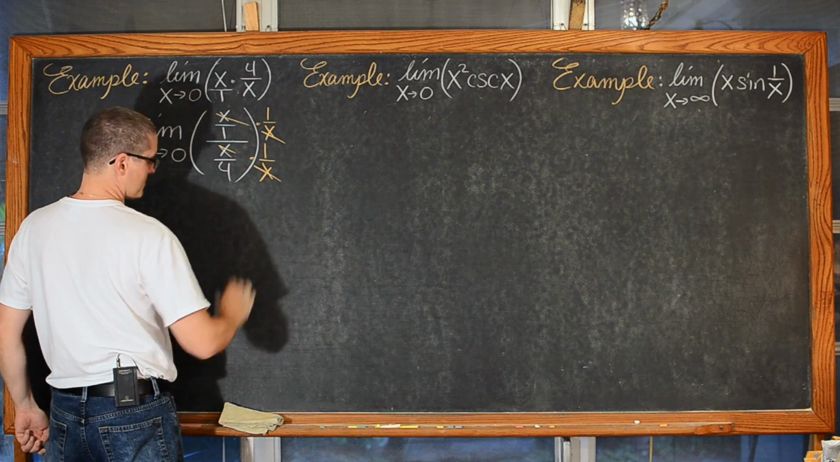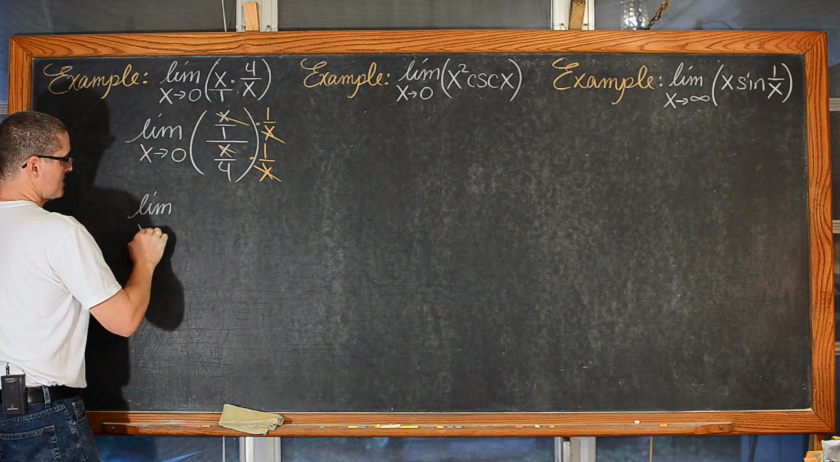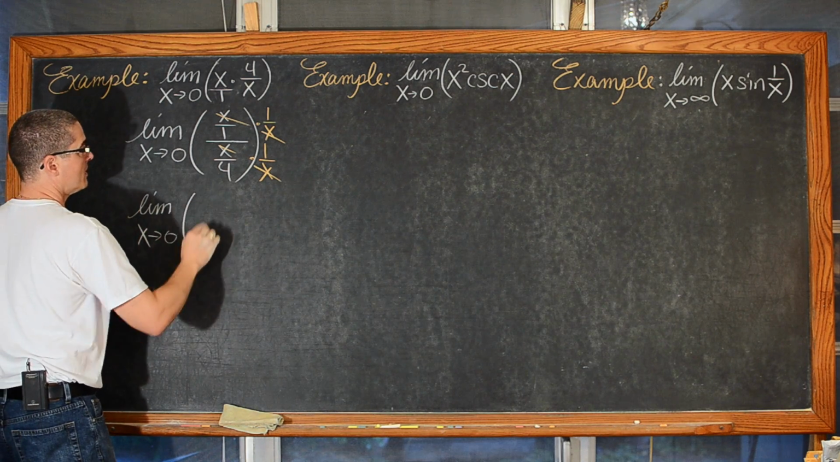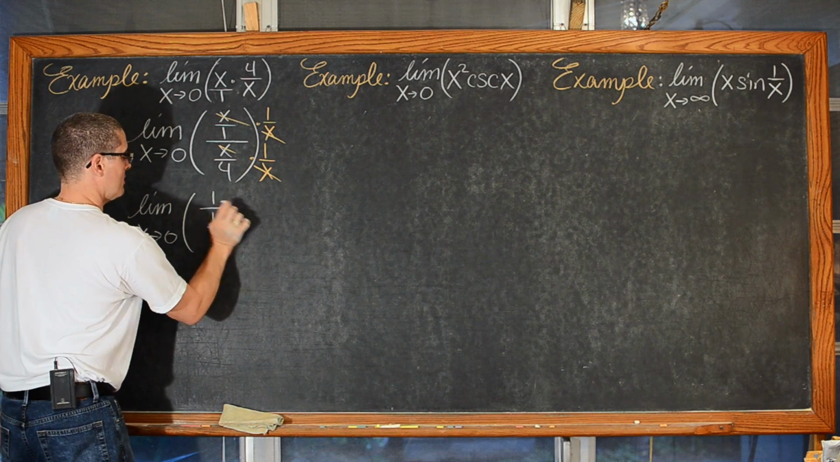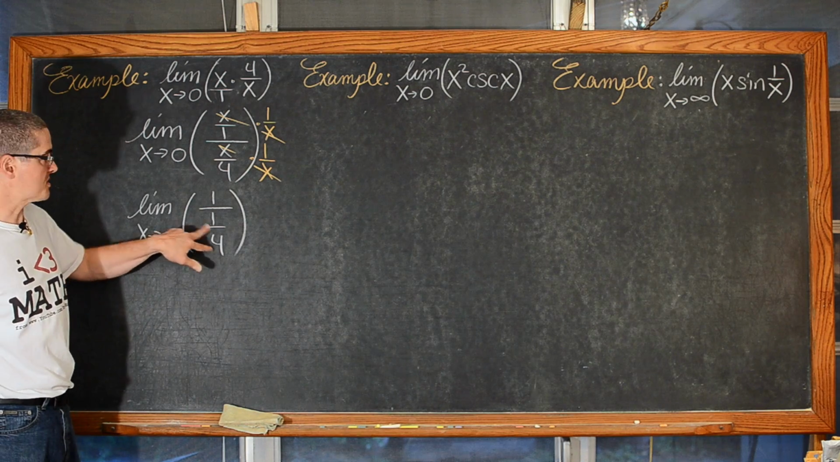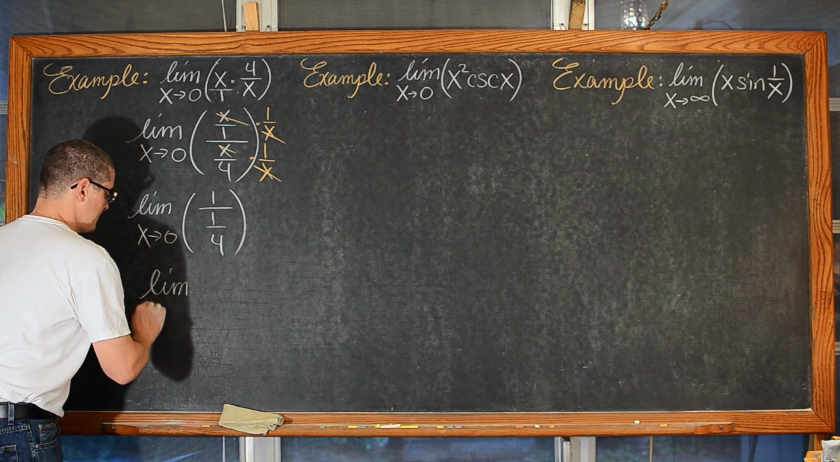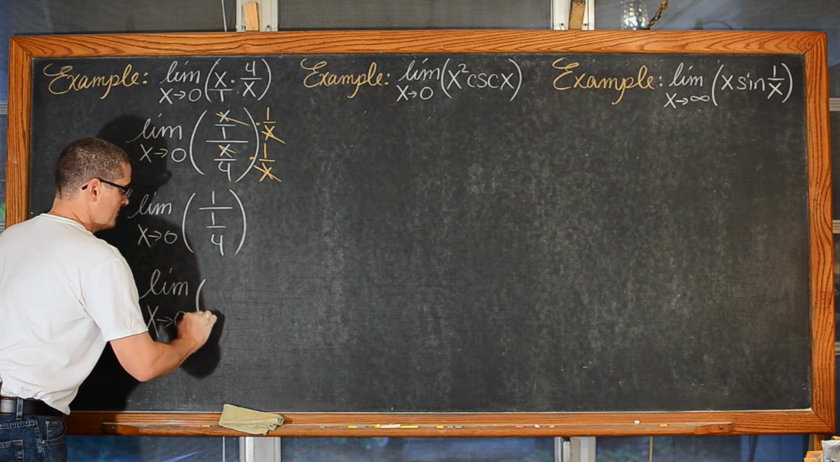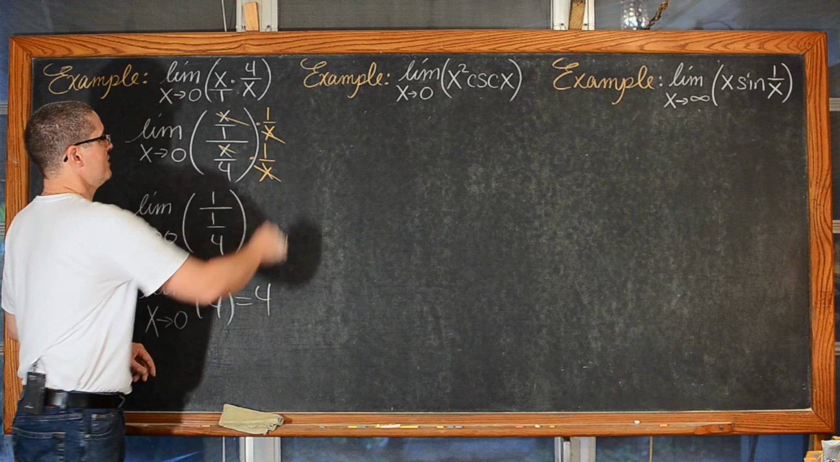That's going to cancel the x's out. We have the limit as x approaches 0 of 1 over 4. And dividing by 1 over 4 is the same as multiplying by 4. And so we still end up, of course, trying to find the limit as x approaches 0 of 4, which is still going to be 4.